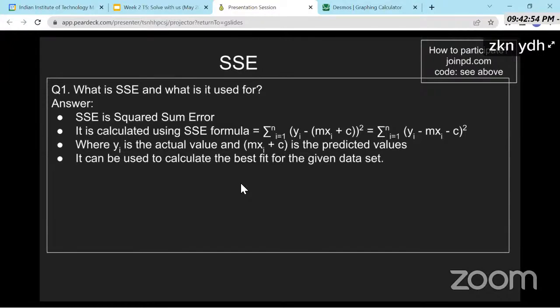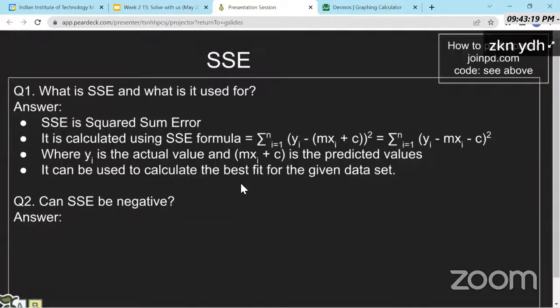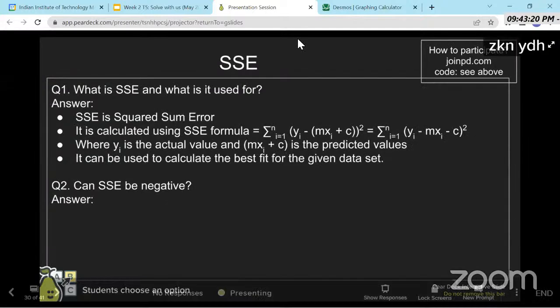So how do you identify that? What you do is you find this SSC value using various slopes. Let's say 4 slopes are given, and you have to find out which is the best fit. So you solve using this SSC formula, and whichever gives you the least value, that is the best fit. Okay, so now the next question: can SSC be negative?